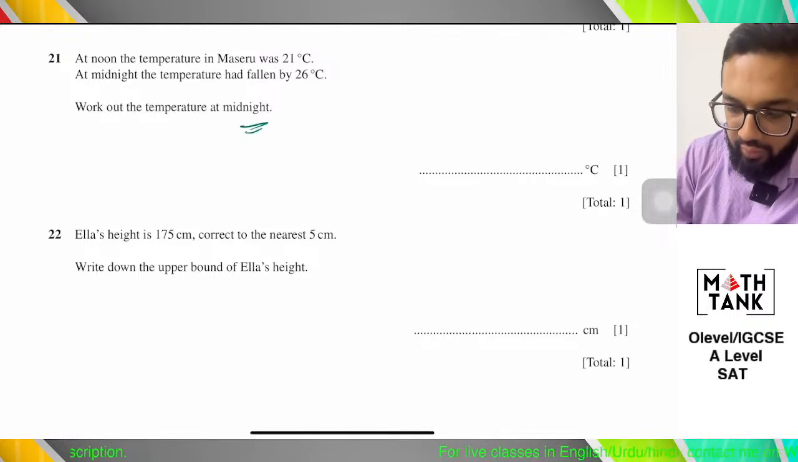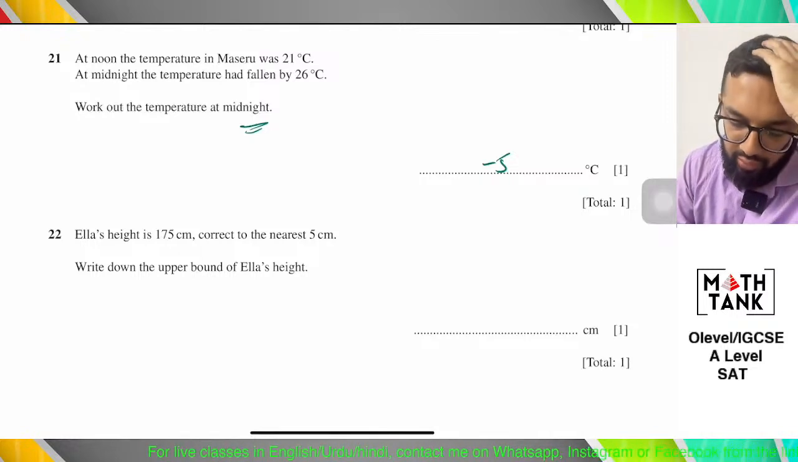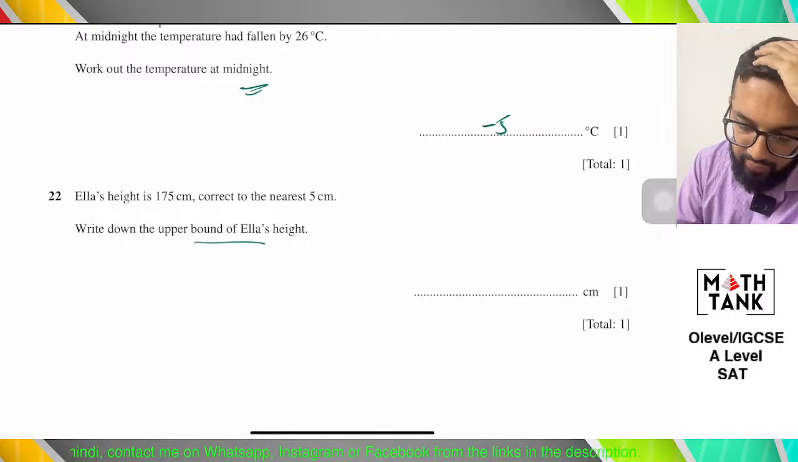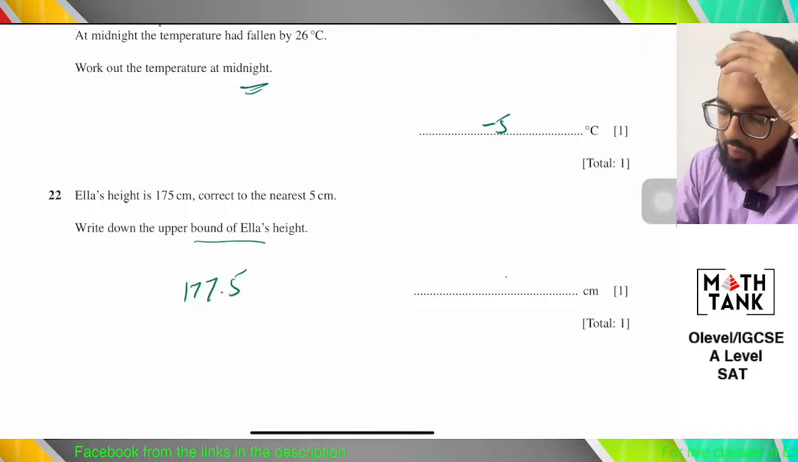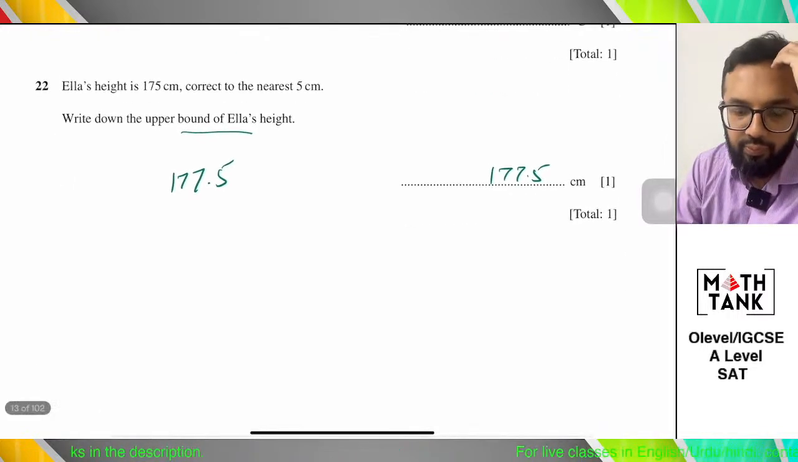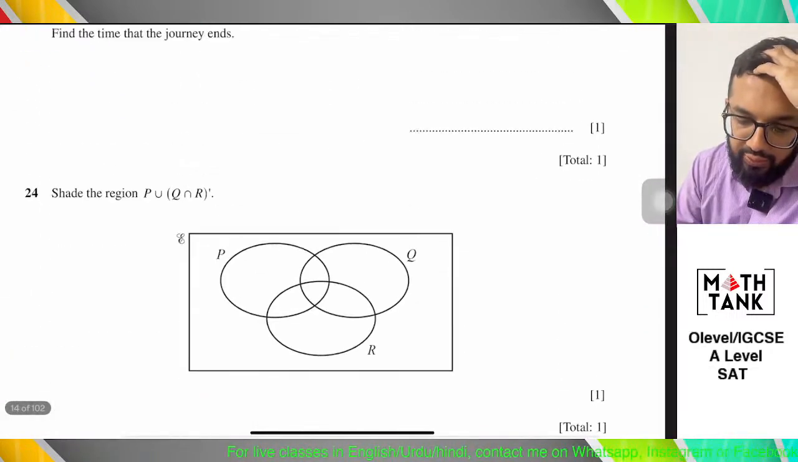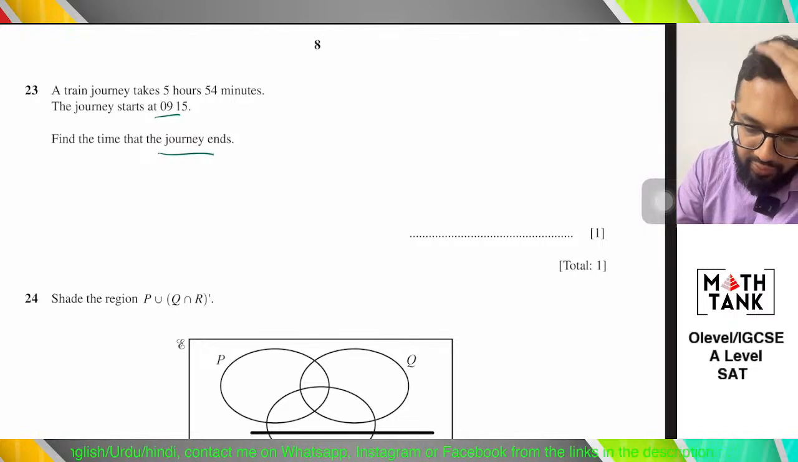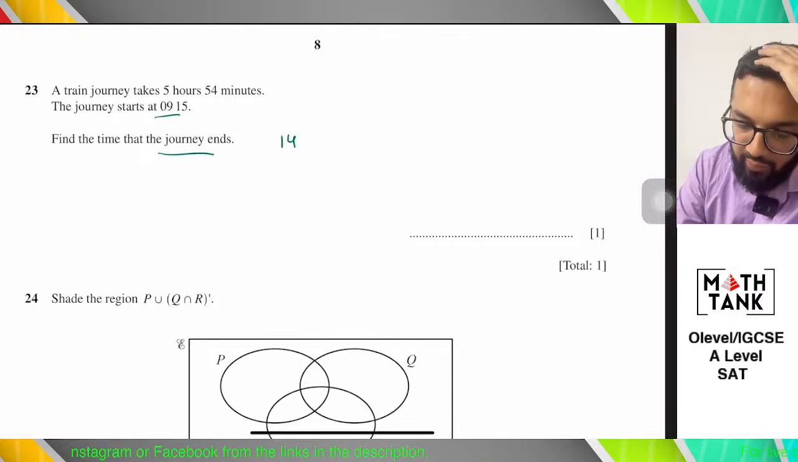Had fallen, so it's gone into the negative, so minus 5 degrees centigrade. Ella's height is 175, correct to the nearest 5 centimeters, write down the upper bound, so you add half of your limit of accuracy, so that's going to give you 177.5. I think that's the last page. By the time that the journey ends, so you go forward 5 hours, and that gives you 9 plus 5 is 14, and that gives you 14:15.